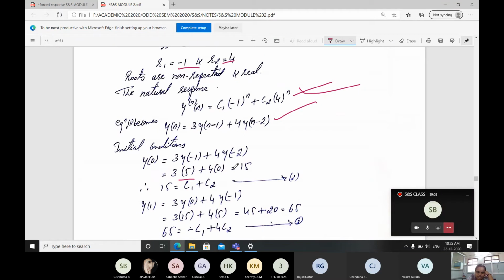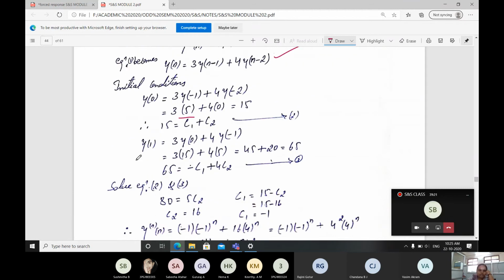What will you be getting? 3 into 5 is 15. Therefore, here n is 0, so the whole value is 1. Here also 1. C1 plus C2. C1 plus C2 equals 15. Then y of 1 is going to be, after 0, substitute n as 1.